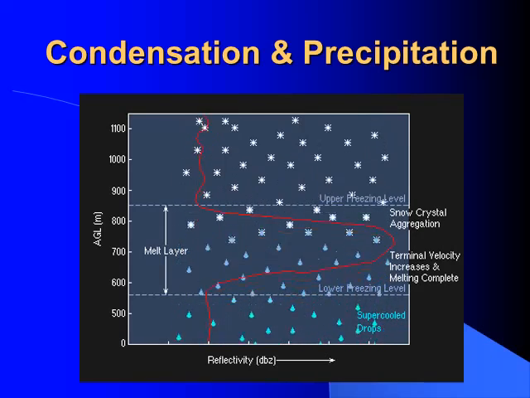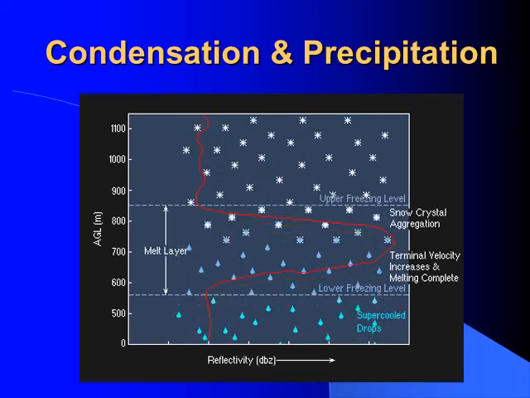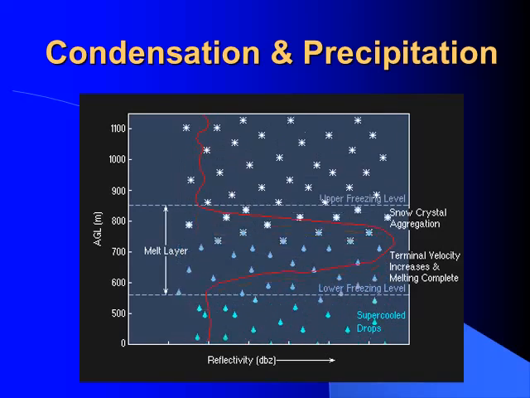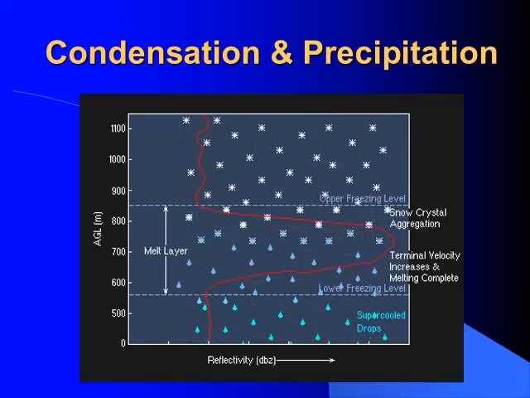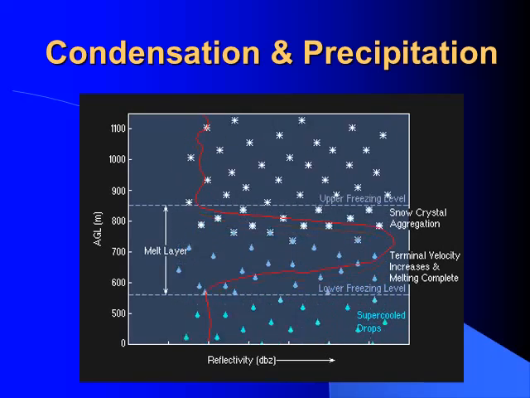And then sometimes, not always, if it's colder right down by the Earth's surface, those raindrops might get super cooled and they may start to freeze again. And then we would have what's called sleet.